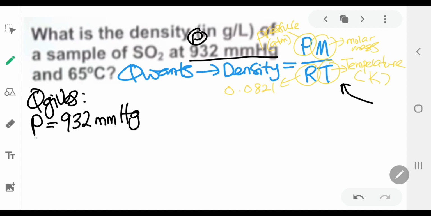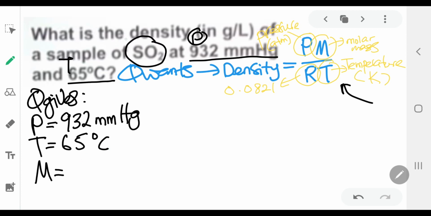And then what else is given to you? We have temperature, right over here. The temperature is about 65 degrees Celsius, and that one is also not in the units that we can use to plug into your PM over RT, so we need to do a bit of conversion. And molar mass is not given, but what is given to you is this, so we can get the information for molar mass from there.